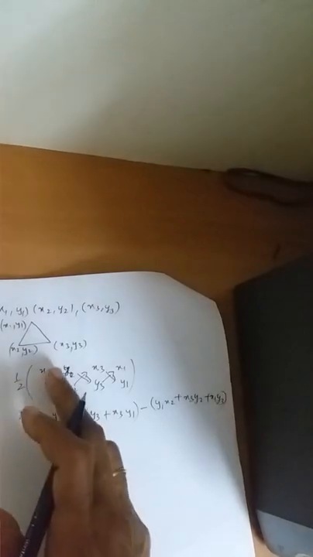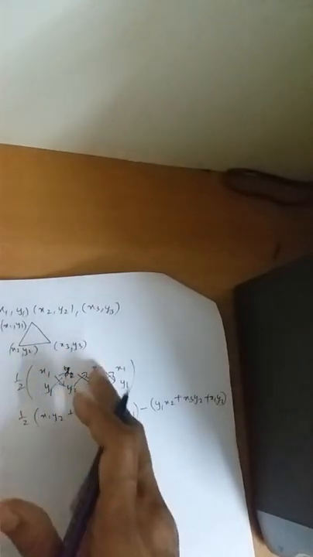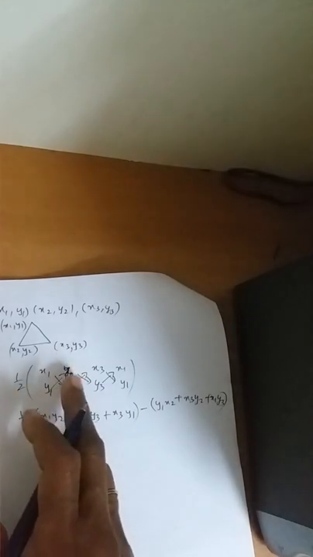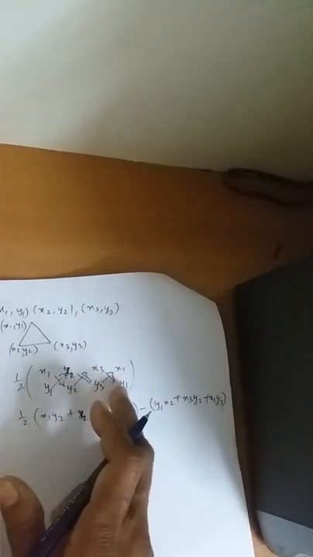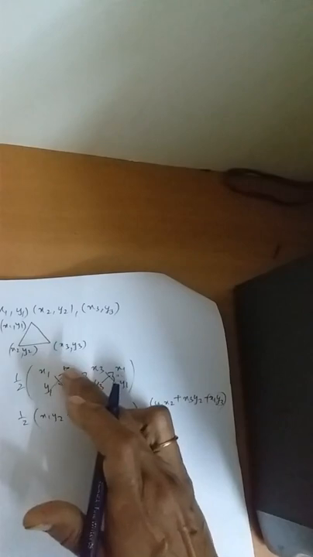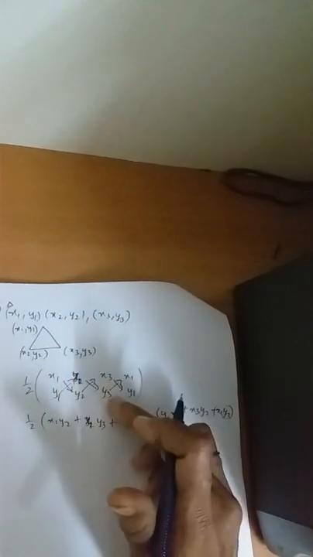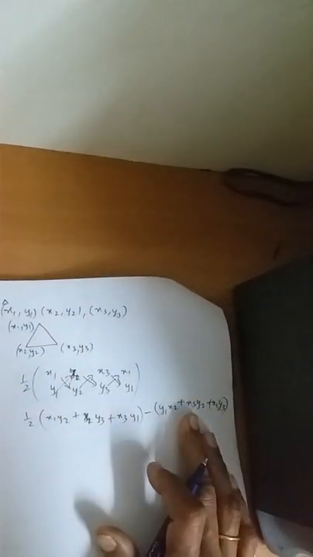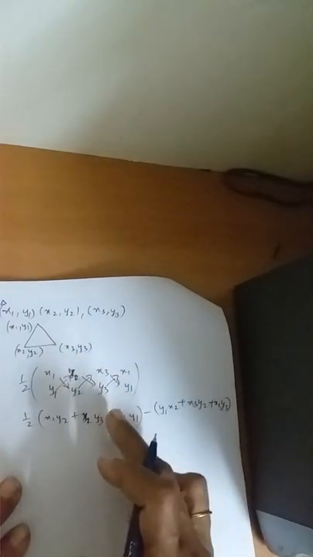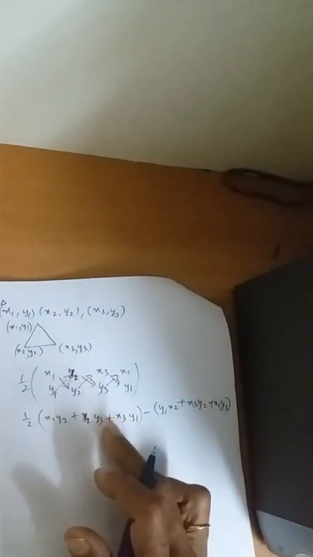So first you write x1, y1, x2, y2, x3, y3, again x1, y1. So x1, y2 plus x2, y3 plus x3, y1 minus y1, x2 plus y2, x3 plus y3, x1. This is how you will write the formula. First you have to write the formula, and then whatever points are given, you have to put those points in a graph.